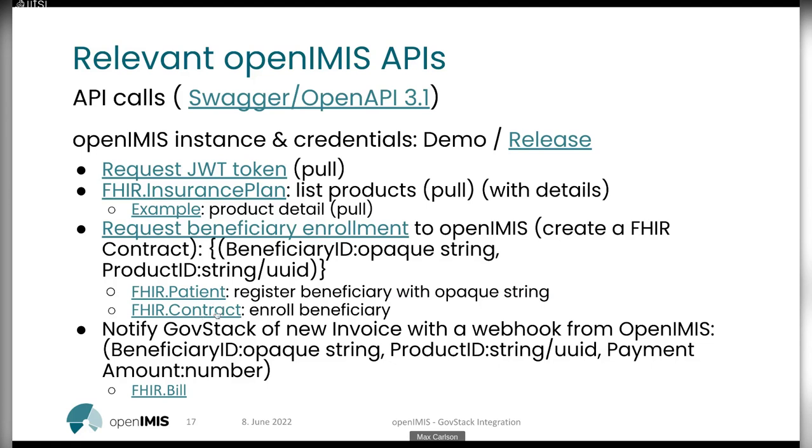enrolling them, right? And then we're going to listen to the bill webhook from openIMIS to find out when we should actually pay a given beneficiary for a given product ID or a given benefit package, and then the amount that they should get paid. And then we'll take over and go ahead and execute those payments and send the appropriate notifications and log things on our side in order to make that happen.